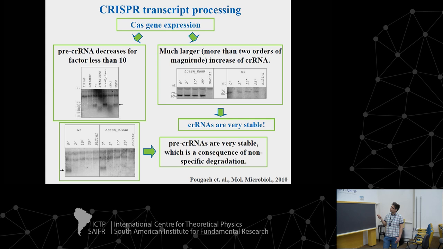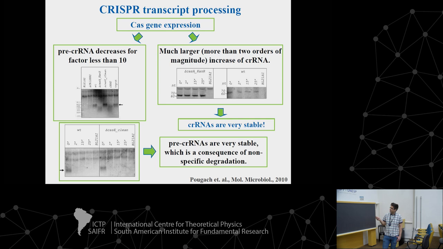That is, you decrease your substrate only by a small amount, and you get a very large amount of product. It almost looks like you get much from nothing, not really nothing, but from small things. And then they were wondering how this is possible. And I should tell you two more things. What happens with crRNA is that it is actually very stable in the cell. On the other hand, pre-crRNA is very unstable.